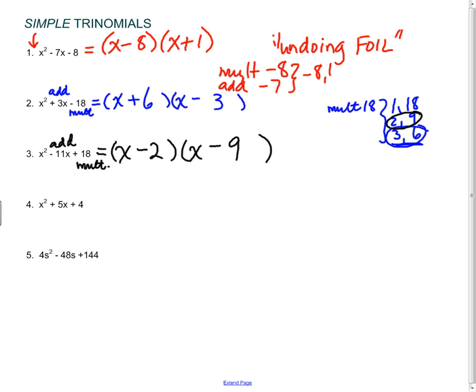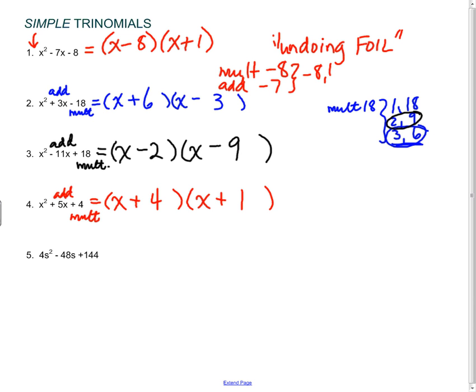Fourth, factoring x squared plus 5x plus 4. 2 sets of brackets. X and x multiplies to 4, adds to 5. Multiplying to 4, you could do 2 and 2, but that doesn't add to 5. Or 4 and 1 will add to 5. We have factored simple trinomials.